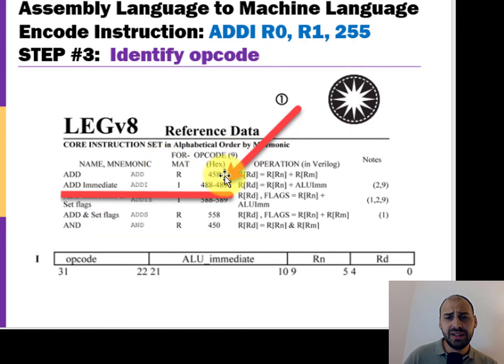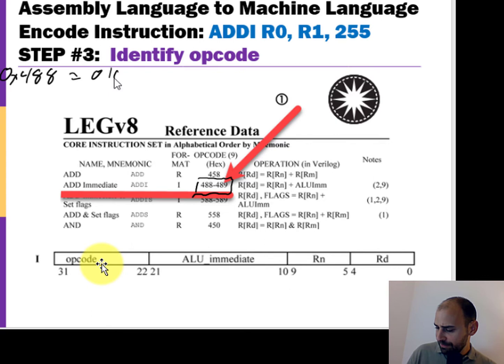For the opcode, we look back at our documentation. The opcode is represented here in hex, and the hex is telling us that it can be either 488 in hex or 489. Well, why could it be either one? If we write it out, we can see why that makes sense. Let's take 488 in hexadecimal and write this in binary. Notice that that's 12 bits.